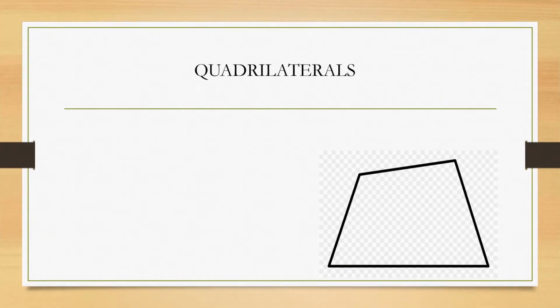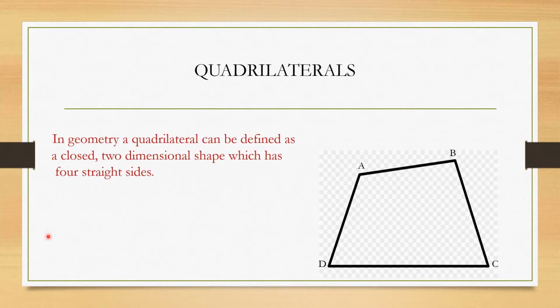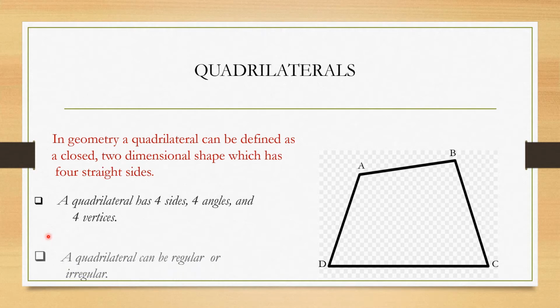Children, let's learn quadrilaterals. In geometry, a quadrilateral can be defined as a closed two-dimensional shape which has four straight sides. A quadrilateral has four sides, four angles and four vertices. A quadrilateral can be regular or irregular.